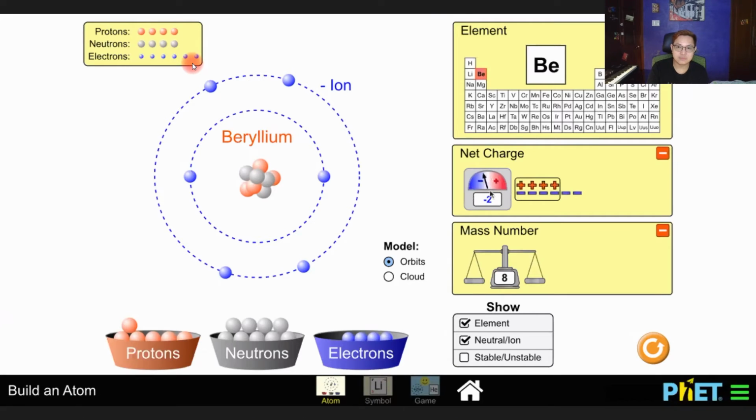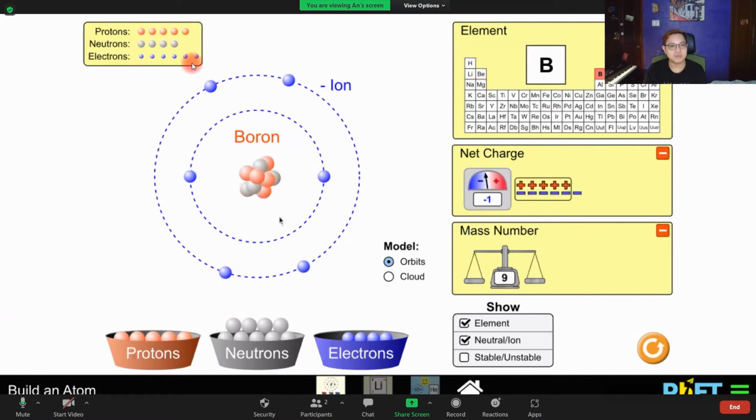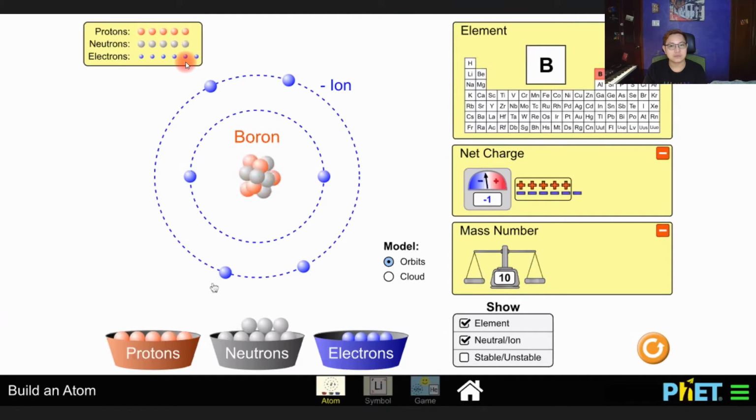Okay, let's just play with this one for a while and you can see what I mean. And look at the net charge. Now it's equal. It's equal in net charge when the electrons and protons are the same. So when more are added, they double. Exactly.